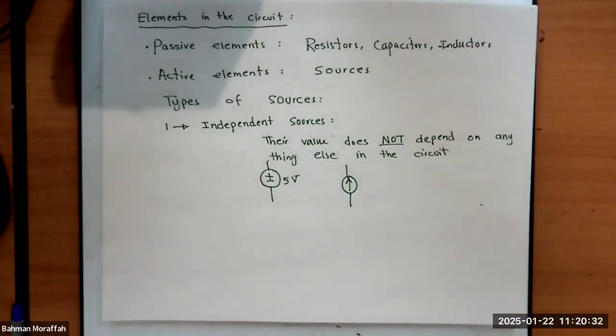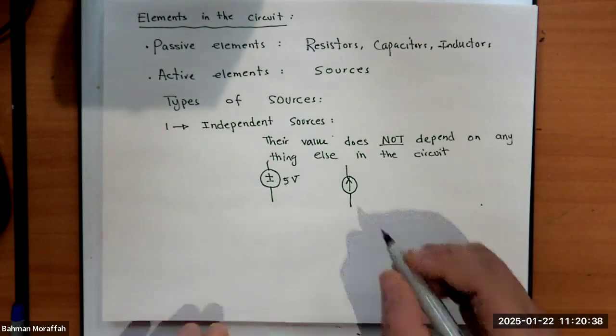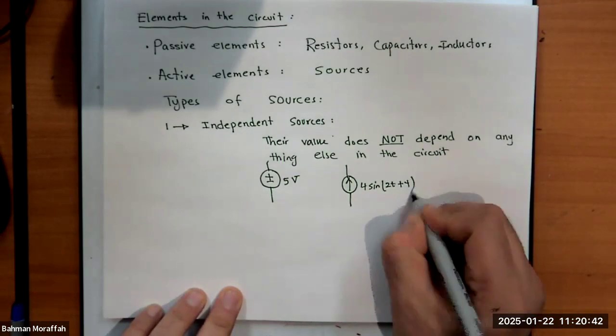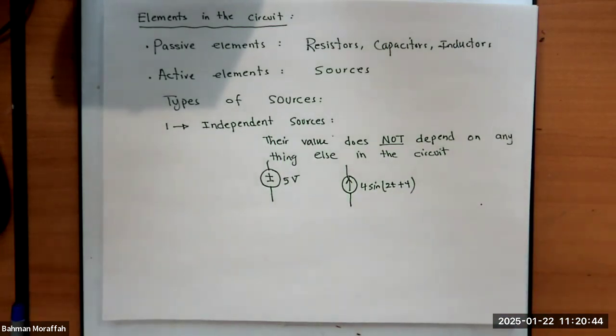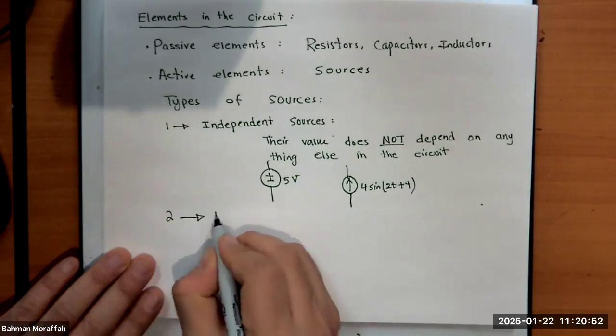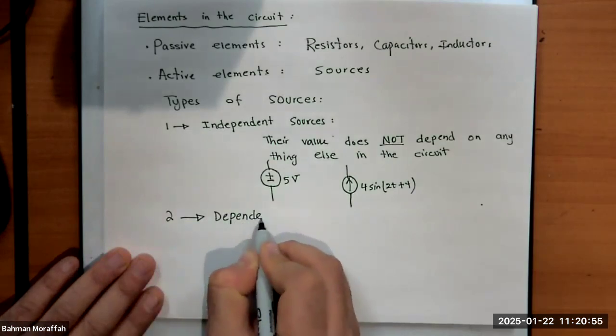Again, its value can change with time or be constant, but it does not have anything to do with anything else in the circuit. Let's say its value is 4 sine 2t plus 4. As you can see, it changes with time, but it's got nothing to do with anything else in the circuit. The second type is dependent sources.